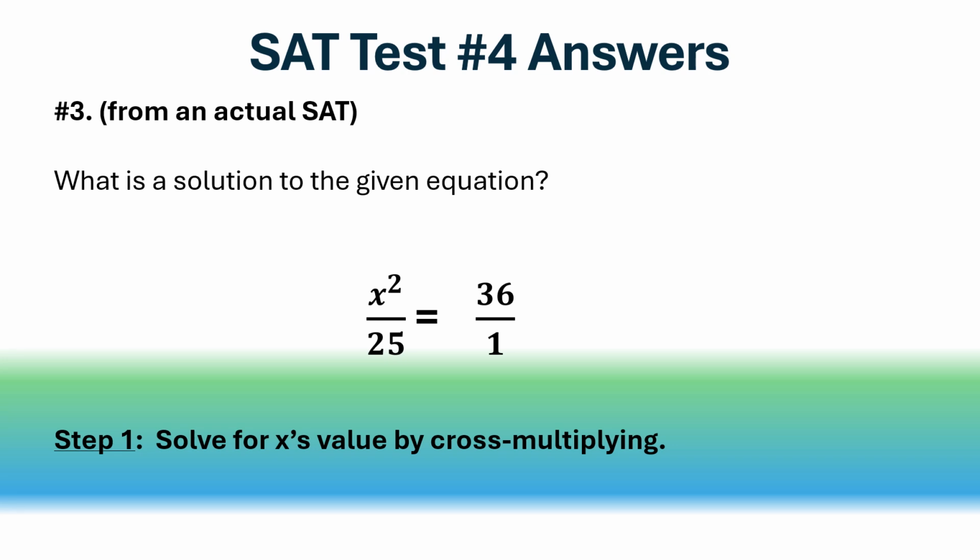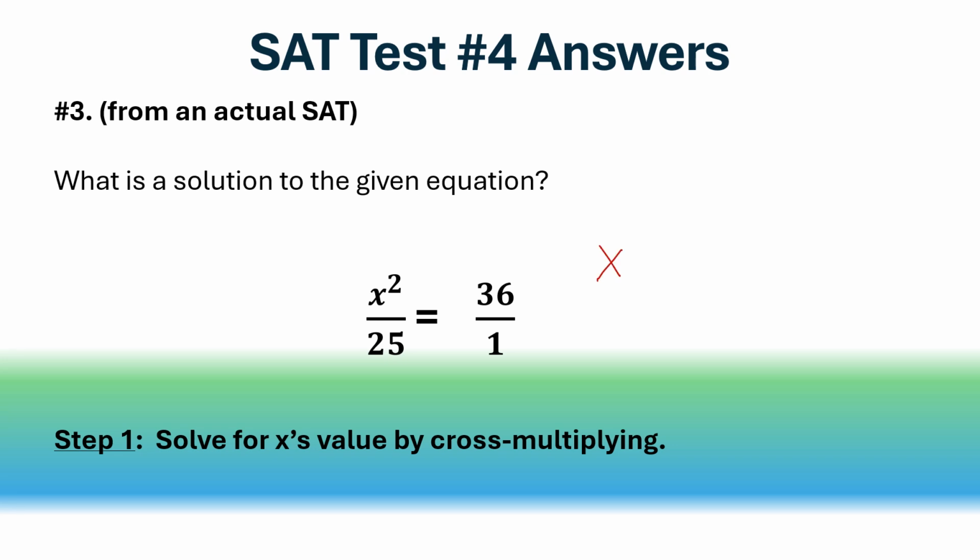Here's a common misconception on the SAT. What is the solution to the given equation? A lot of people want to solve across and go, x squared this. You can bring this up as a negative. This, if you brought this up, this would be like negative 25 equals 36.